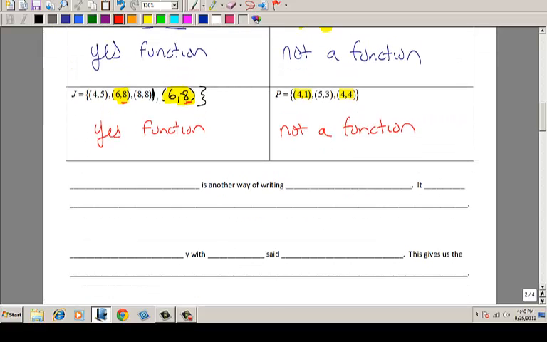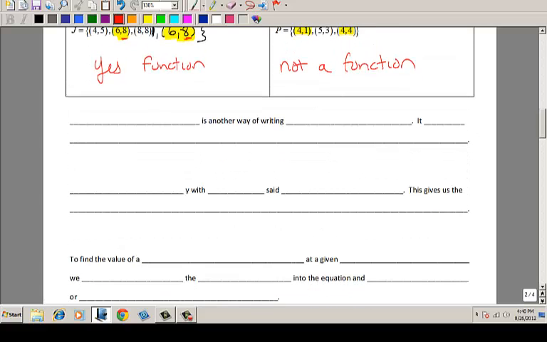Great. So thus far, we know a relation is a set of ordered pairs. Domain are the first elements in those ordered pairs. Range is the second element in those ordered pairs. And a function is a relation where each element in the domain corresponds to only one element in the range. Let's continue to look at different things for functions. Function notation.